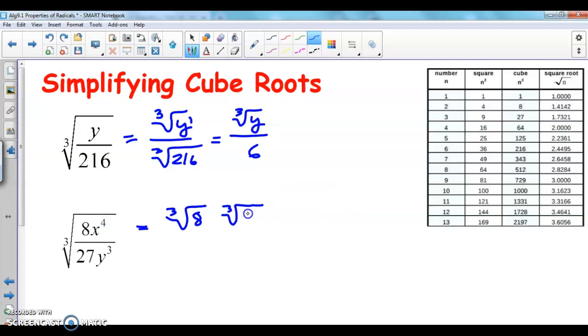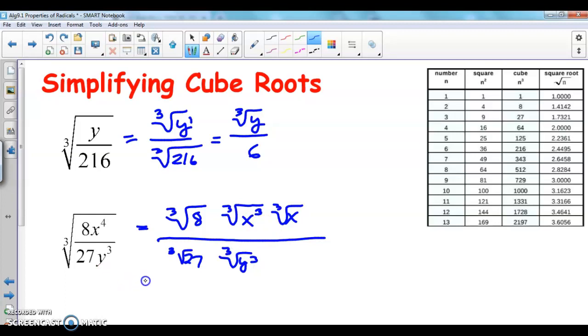So this will become cube root of x to the third. And then cube root of the remainder, which is x to the first, all over cube root of 27. And then the cube root of y to the third. So we're going to keep that because 3 is divisible by 3.